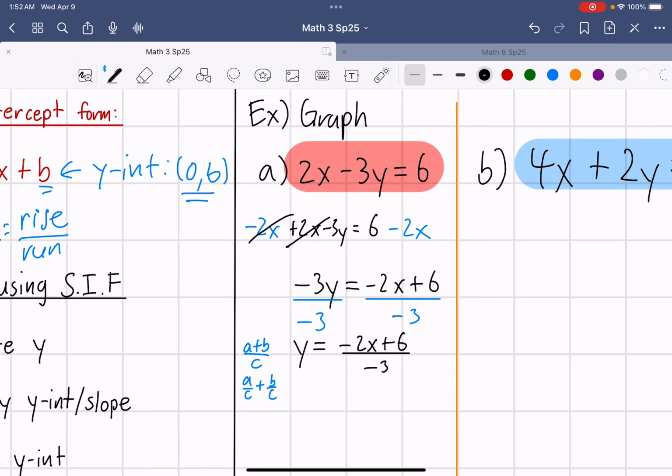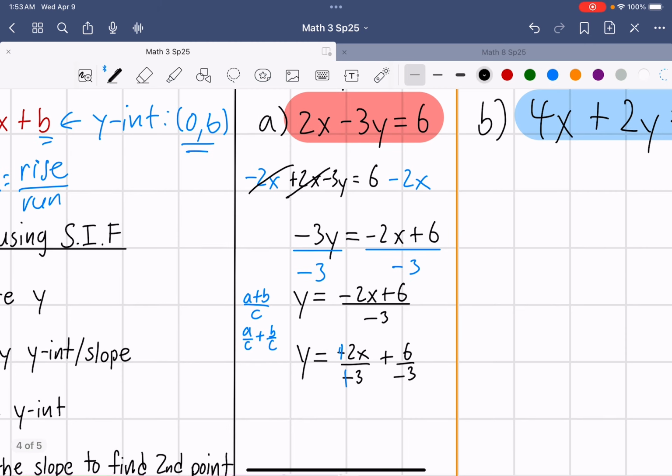So, because I want to be able to identify my slope and y-intercept, that negative 3 in this denominator is stopping that. So I'm going to do y is equal to negative 2x over negative 3 plus 6 over negative 3. Now I know the two negatives are going to become positive, but this positive becomes a negative.